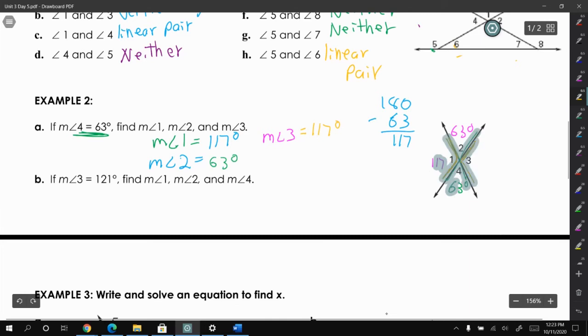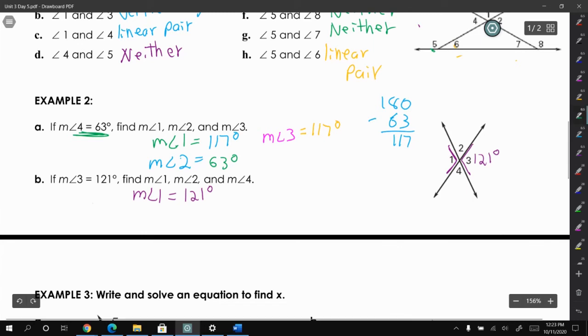So let me erase this to do part B, because part B is now saying that the measure of angle 3 is 121 degrees. What's the measure of angle 1, 2, and 4? So the measure of angle 1 and 3 are vertical. So angle 1 is 121 degrees.